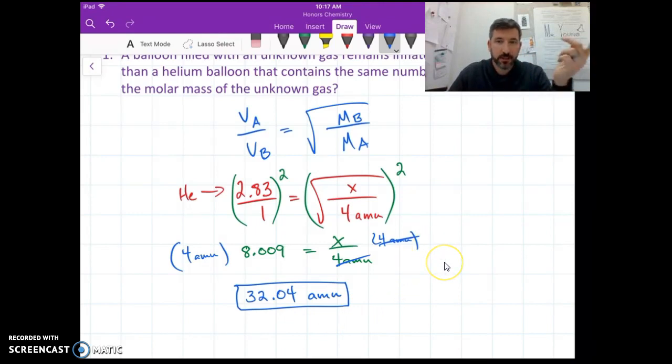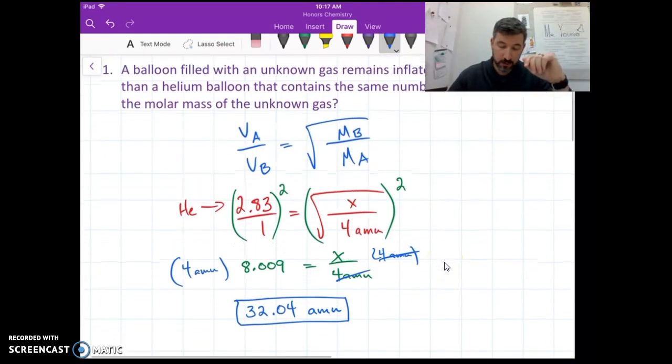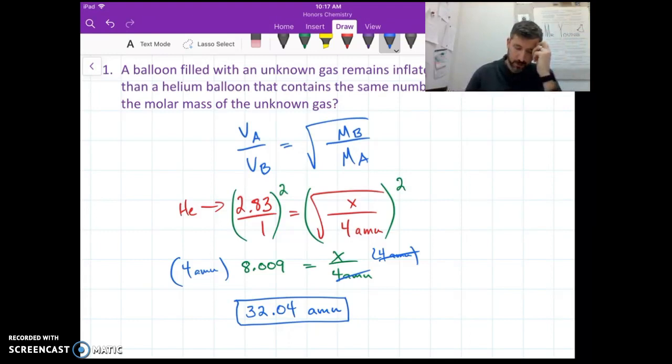Sig figs for these questions. Well, actually, I should amend my answer. 2.83 only has 3 sig figs, and that would have been the only measured number here, so it should have been 32.0 AMU. This is actually pretty close to the molar mass of oxygen, so this might have been oxygen that was in the other balloon.